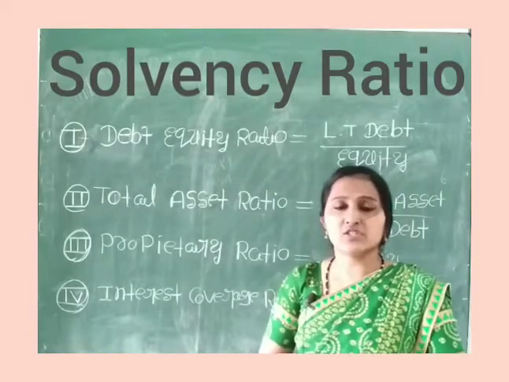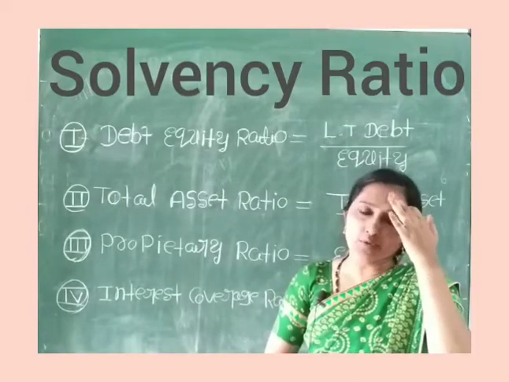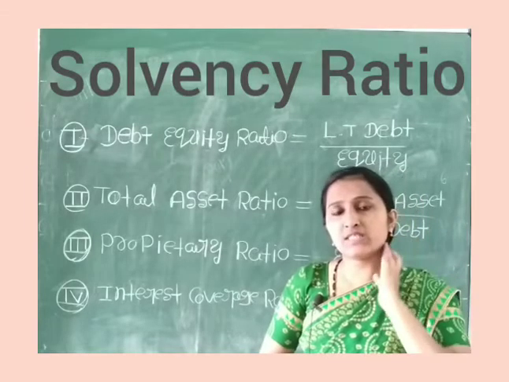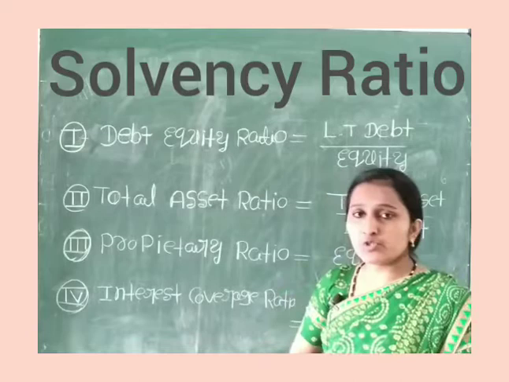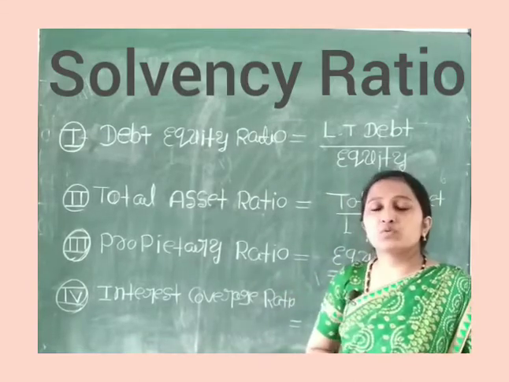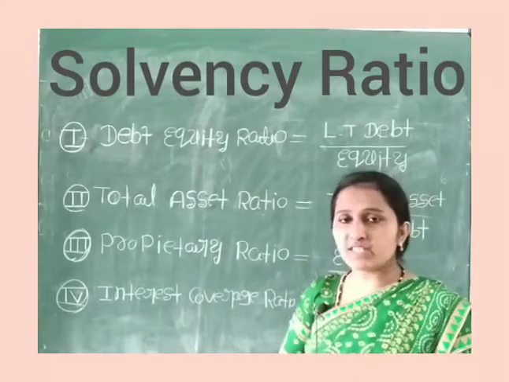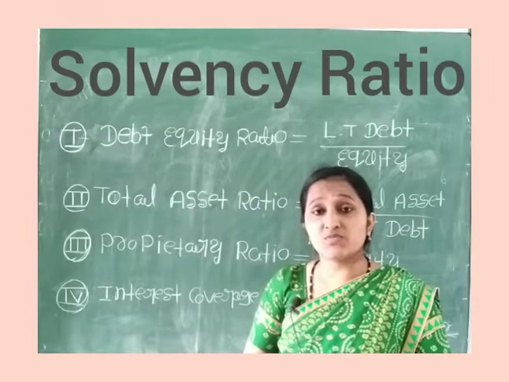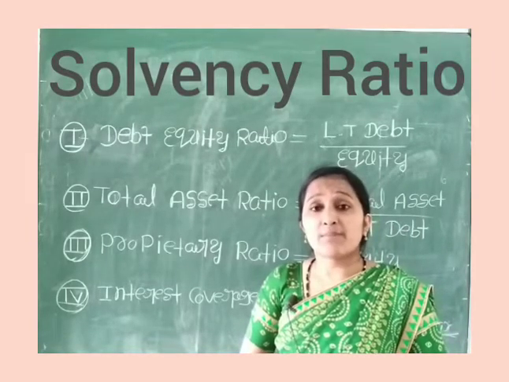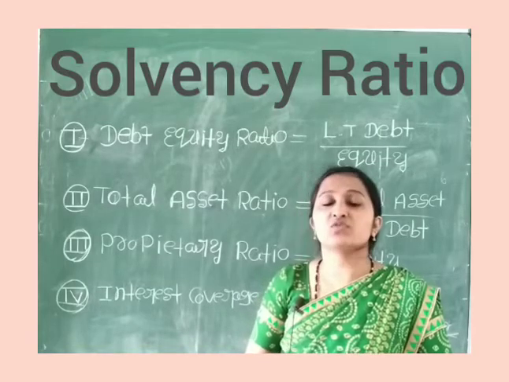Today let's have a discussion on the next important accounting ratio, which is a part and parcel of ratio analysis. The name of the ratio is solvency ratio. The name itself says that solvency ratios are those ratios which show the capacity of paying the obligations of the company.